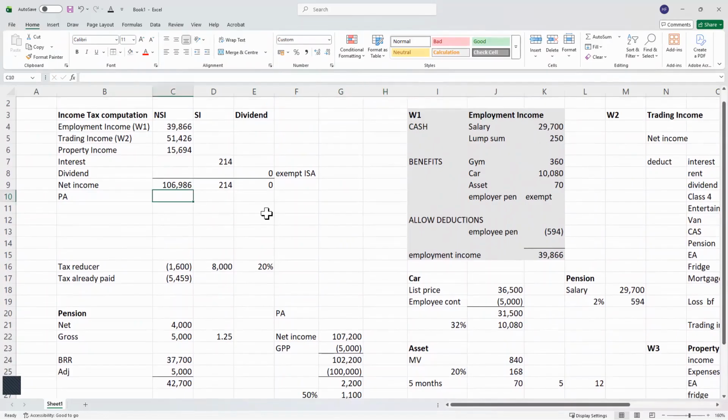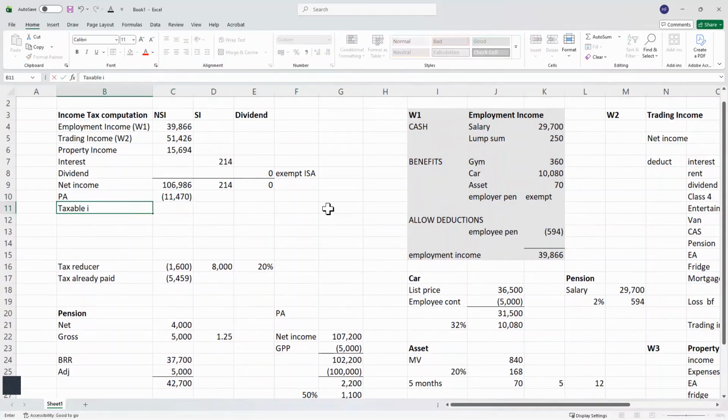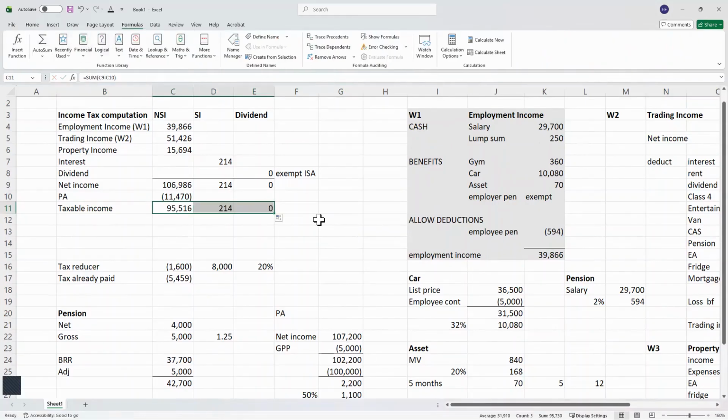So we can deduct here 11,470, and we know that we work left to right when allocating the personal allowance, and we can then calculate our taxable income after Harvey's personal allowance. So that then gives us our taxable income, and we're now ready to start taxing through the bands.